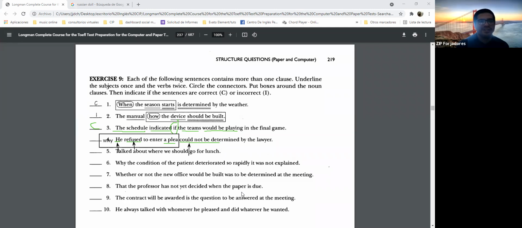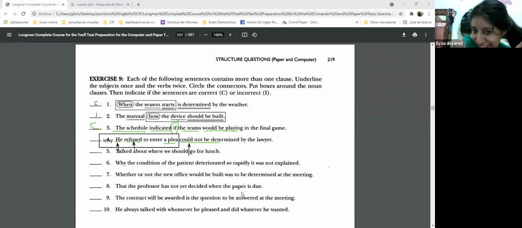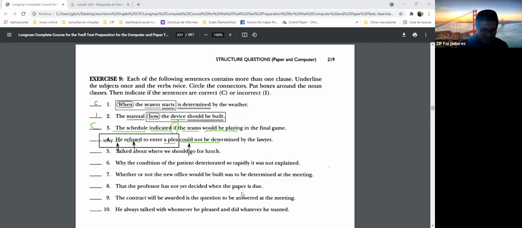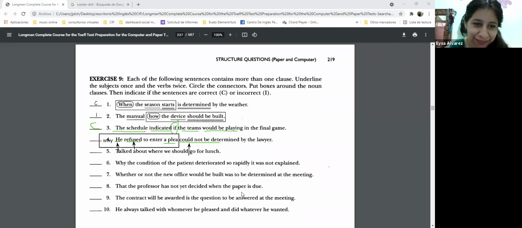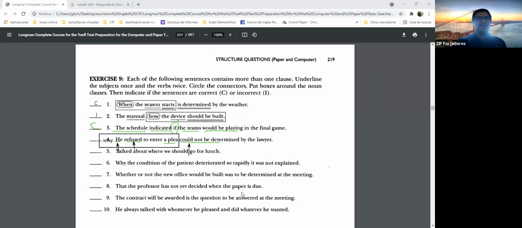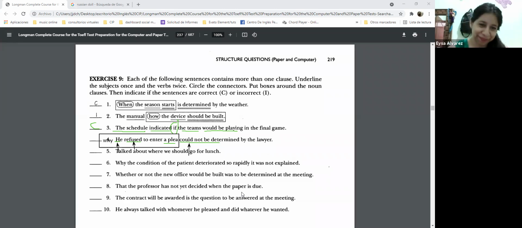Petición is plea. Give me 1 second. I'm just going to confirm. Yes, petition is plea. El por qué, petición, súplica. That's right. Una petición no pudo ser determinado por el abogado. Ah, ok. Yep.